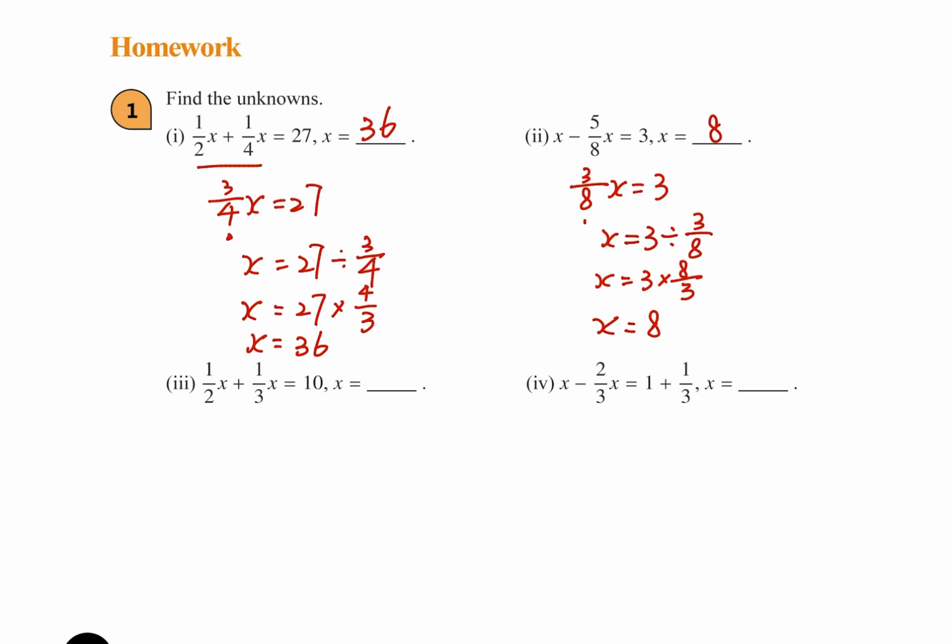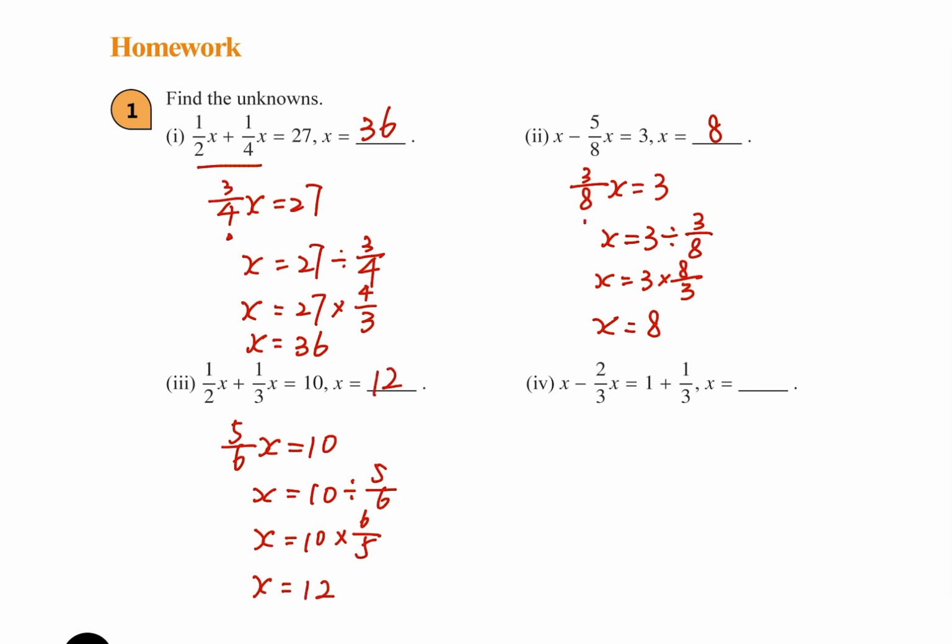Okay, and then for the third one, similar stuff, we collect like terms first. Half x add a third x is going to be 5/6x, equal to 10. And then x is just 10 divided by 5/6, or we can write it as 10 times 6/5. Therefore, x is just 12.